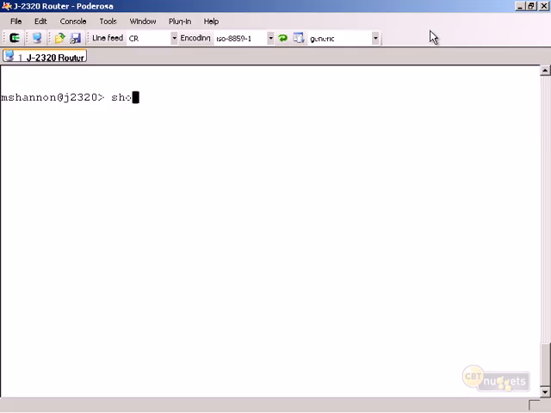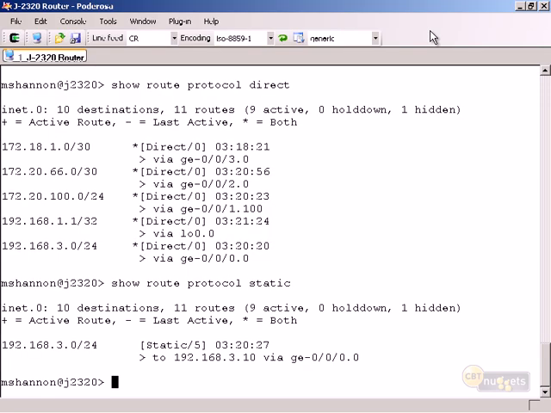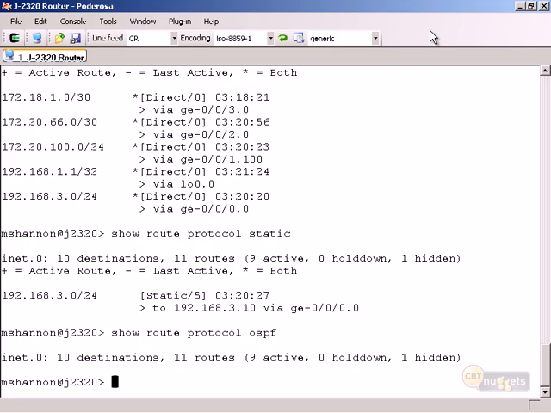Now, if my route table gets pretty large, which it can be in a large enterprise environment, I may only want to show the routes of particular sources. For example, if I only want to see the direct routes, I could say show route protocol direct. It'll just show me those. What if I want to say just show me the static routes? Okay, I can show that, just that one static route that I have that gets me to my management station. I could also say show route protocol OSPF, and it's going to tell me, guess what? I don't really have any, okay?